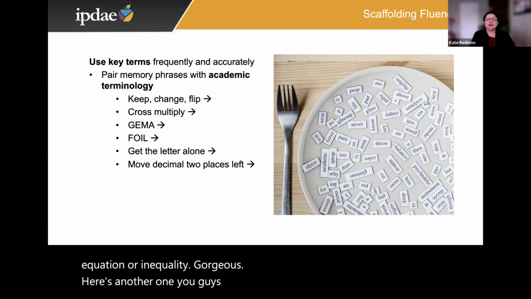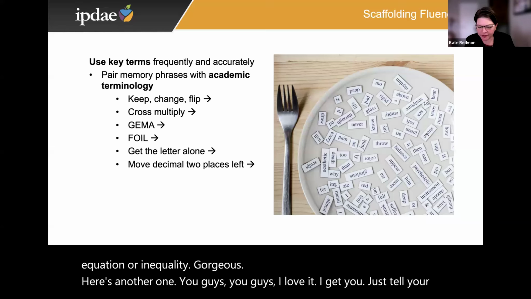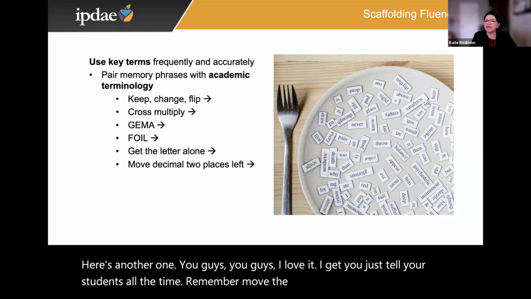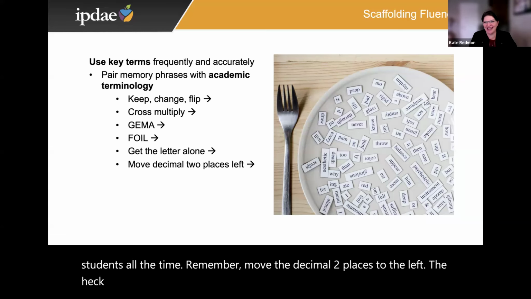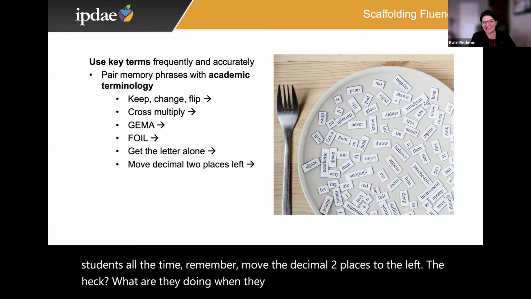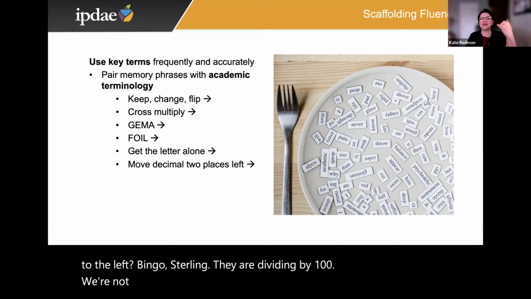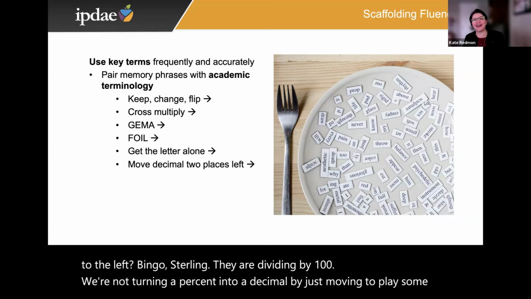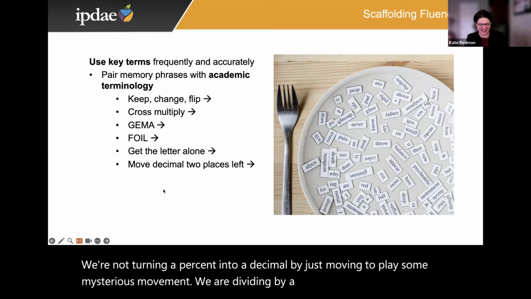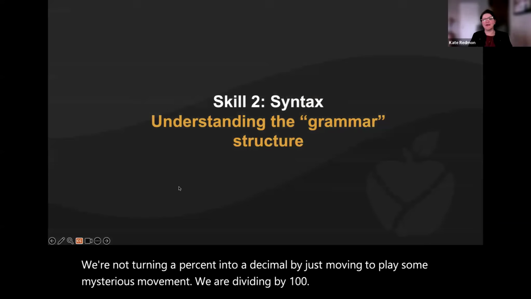You guys, I love it. I get you just tell your students all the time, remember, move the decimal 2 places to the left. The heck, what are they doing when they move the decimal 2 places to the left? Bingo, Sterling. They are dividing by 100. We're not turning a percent into a decimal by just moving 2 places, some mysterious movement. We are dividing by 100. Gorgeous.